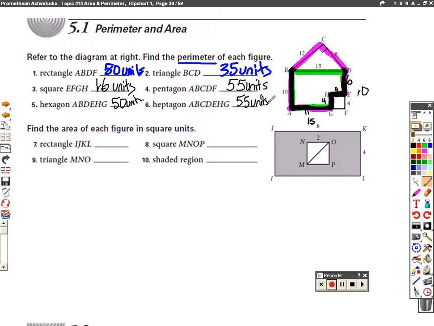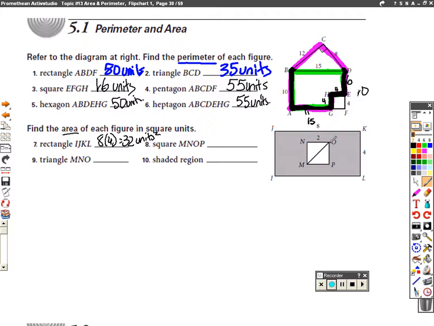All right. Find the area of each figure in square units. So now we're looking at area of them. Okay, rectangle IJKL, that's this whole big rectangle. And so that's just base, which I would call 8, times height, which is 4. So 8 times 4 is 32 units squared.